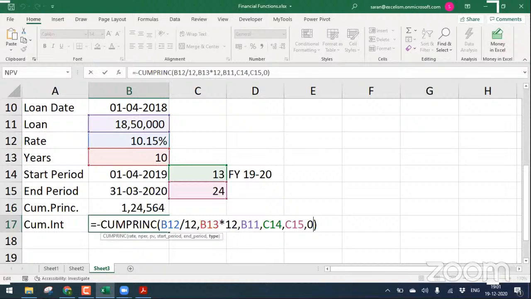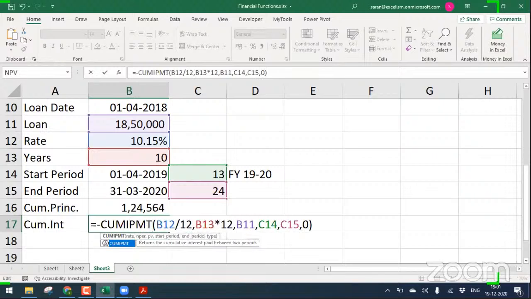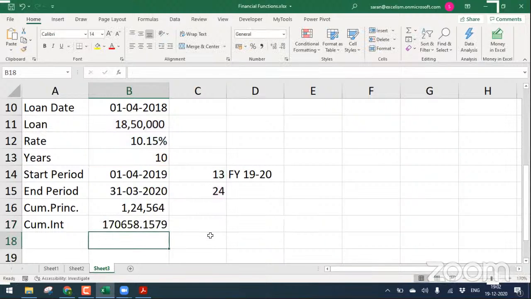I'll just copy this and paste it. Nothing got changed except CUMIPMT. This is the function name. Okay. Every argument is same. Rate is the same. Then the number of periods I'm going to pay the loan is same. Present value is same. Starting period is same. End period is same. And type is also same. The only change is the name.